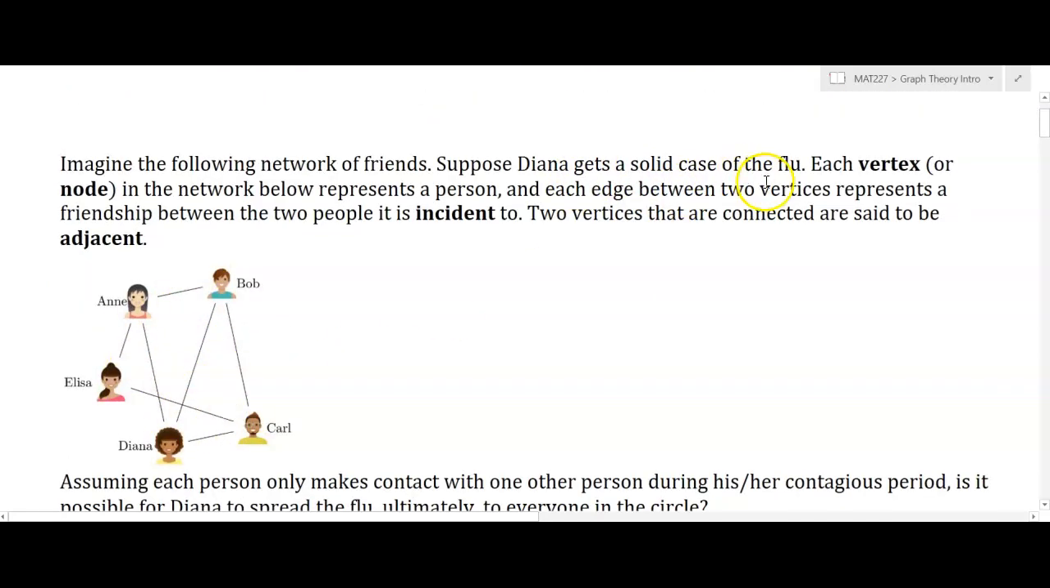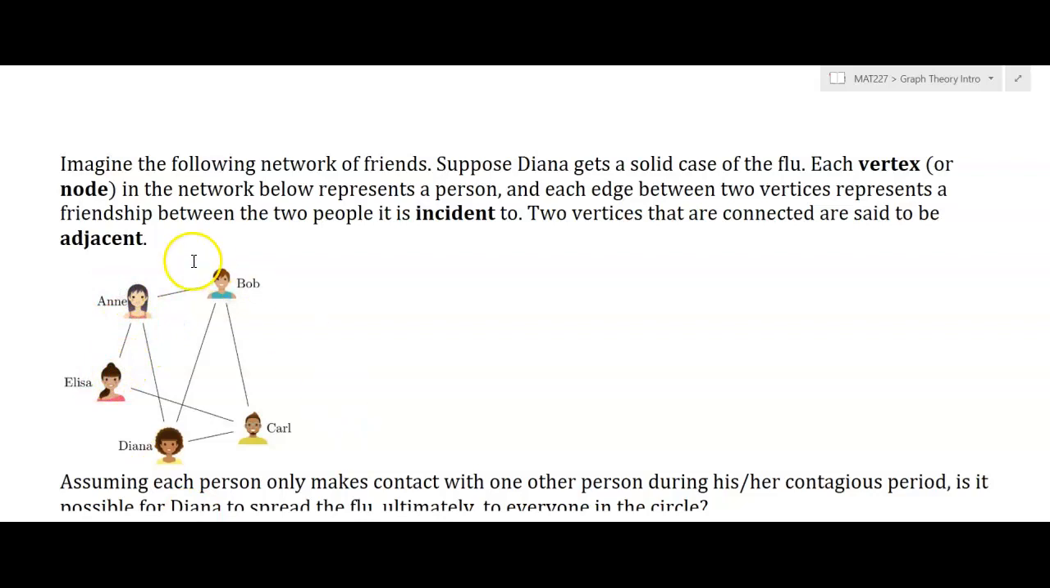Suppose Diana gets a solid case of the flu. So here's Diana. Each vertex or node in the network represents a person. So we have 1, 2, 3, 4, 5 vertices, or you could say you have 5 nodes in this graph, in this network. Each of these nodes represents a person, and each edge between them, so that's this straight line, represents a friendship between the two people it is incident to. So we say that an edge is incident to two nodes or two vertices. Two vertices that are connected are said to be adjacent.